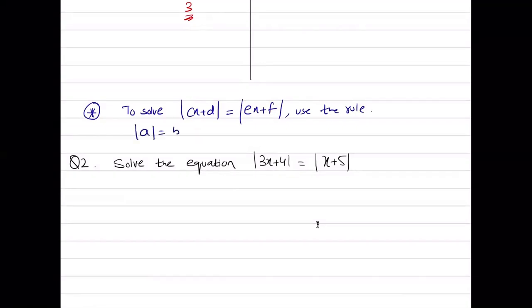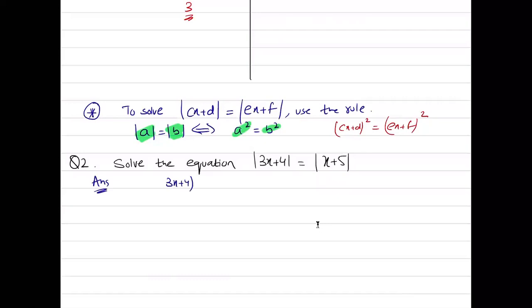Mod of A equals mod of B is the same as saying A squared equals B squared. So if the mods of the two numbers on the right-hand side and the left-hand side are equal, then you can also square them. In this case, it is the same as saying (cx + d) squared equals (ex + f) squared. So even in order to solve this question, |3x + 4| = |x + 5|, you are going to square both sides.